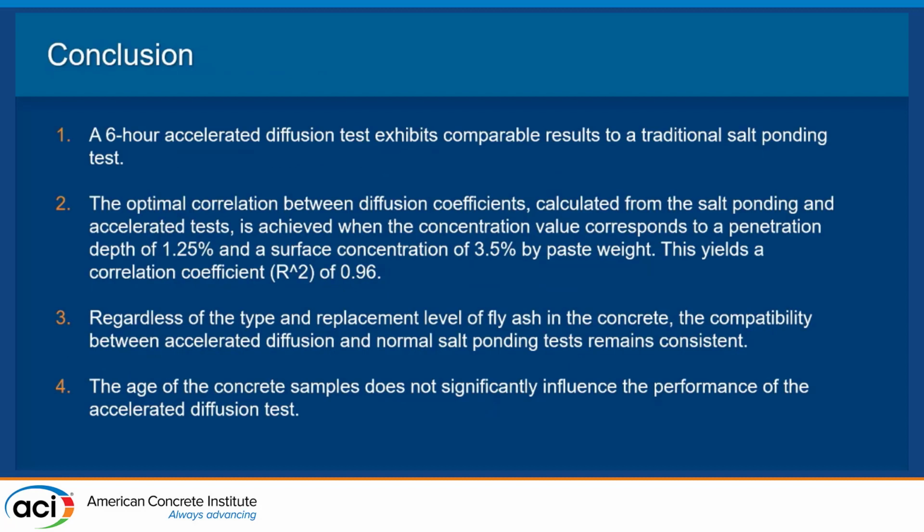In conclusion, 6 hours of accelerated testing can provide us results that are comparable with non-accelerated diffusion. If we use correct parameters for C0, CD, and XD, we can calculate the diffusion coefficient in a way that we calculated previously with non-accelerated diffusion. And as you saw here, we used a variety of mixtures, different kinds of fly ashes, different replacements of fly ash, and you saw that the accelerated diffusion test didn't change the results regardless of the fly ash type, fly ash replacement, or the age of the sample.